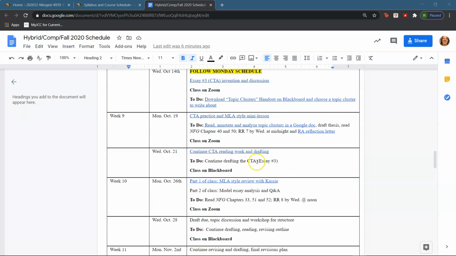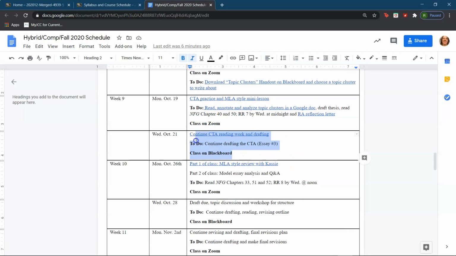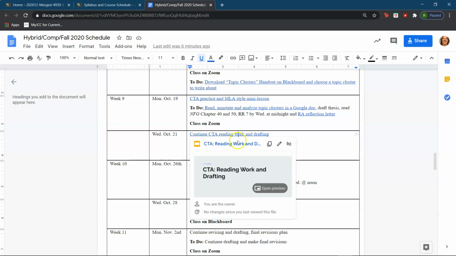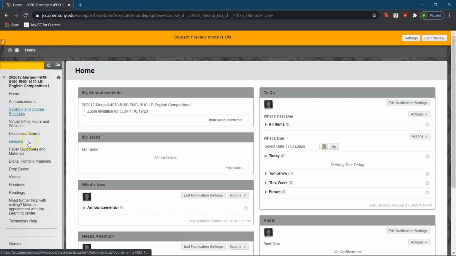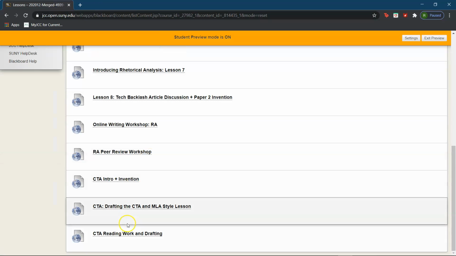So here's our course schedule for today, which is to continue the CTA reading work and the drafting. And you can find the link to the lesson I'll be going over right in our course schedule. But I will also show you where you can find it on our Blackboard page. It will be present under Lessons and under the CTA reading work and drafting.